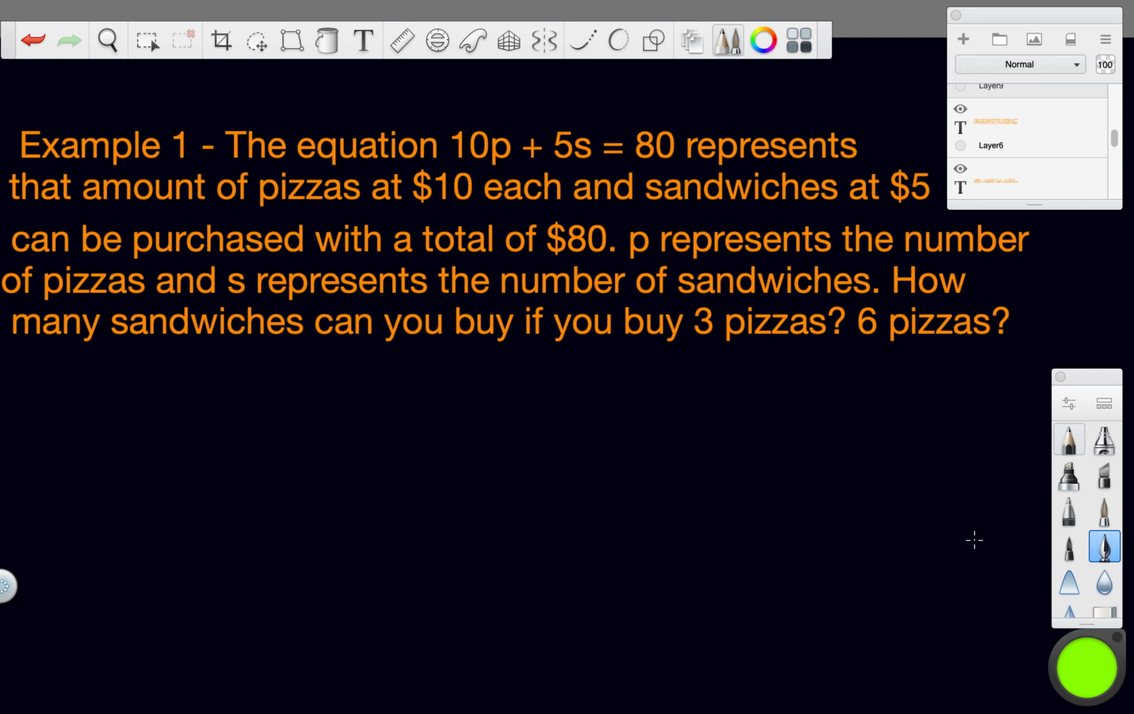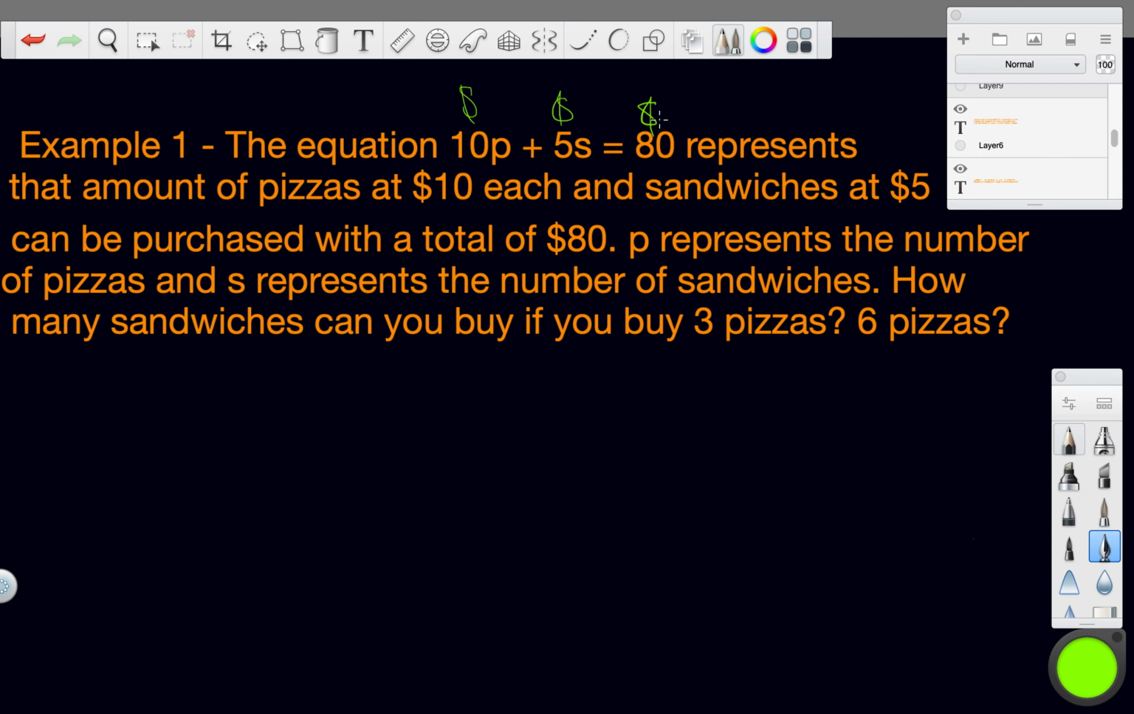What this equation is telling you is that p is representing number of pizzas, s is representing number of sandwiches. Now, each pizza is $10. Each sandwich is $5, and you have a total of $80, okay? So we're talking about pizza, sandwiches, and the money that each cost, okay?